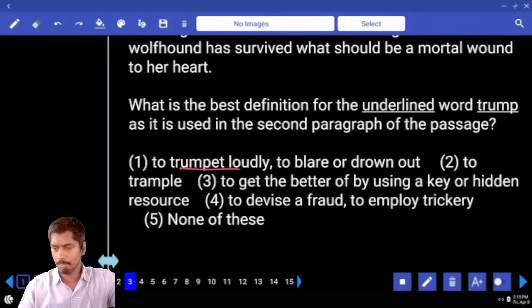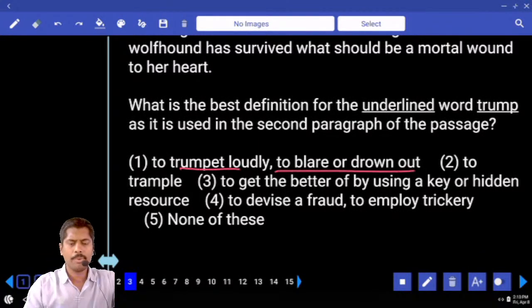To trumpet loudly, blare, or drown out. Trample. Do you know trample?